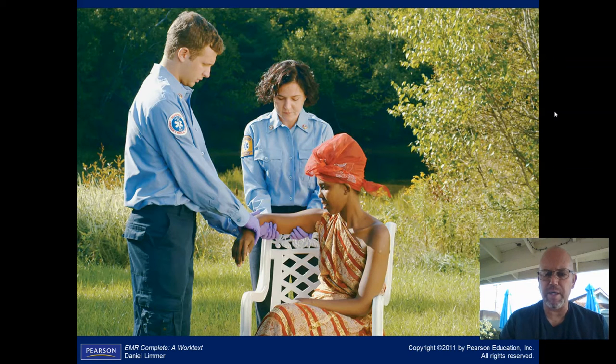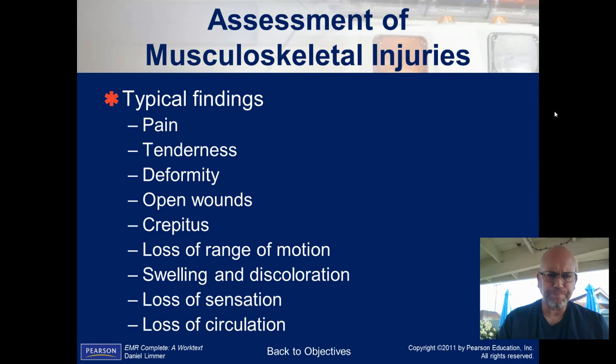We're basically going to be identifying possible fractures, possible strains, sprains, always assuming that any injury to an extremity is a fracture. Assessment of musculoskeletal injuries, typical findings, what we're going to see: just simply pain, people that have pain. And please know something, sometimes the pain is not extremely bad. It's not crazy bad, okay?